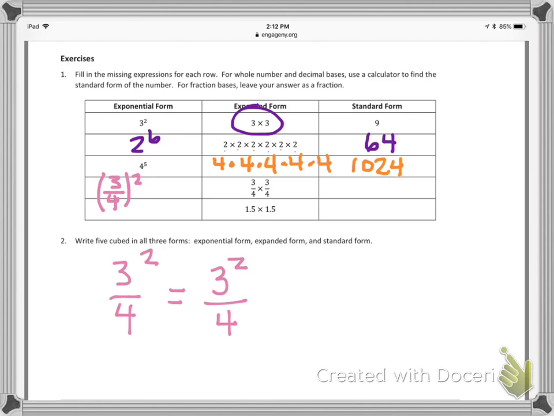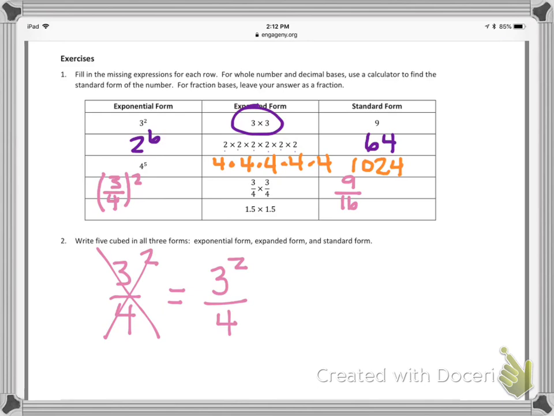So this would not be writing 3/4 over 2. That would not be correct here because 3 is not repeatedly multiplied. 3/4 is repeatedly multiplied. And then to evaluate in standard form, we just multiply numerators. 3 times 3 is 9 over 4 times 4, 16. All right, get the idea there.